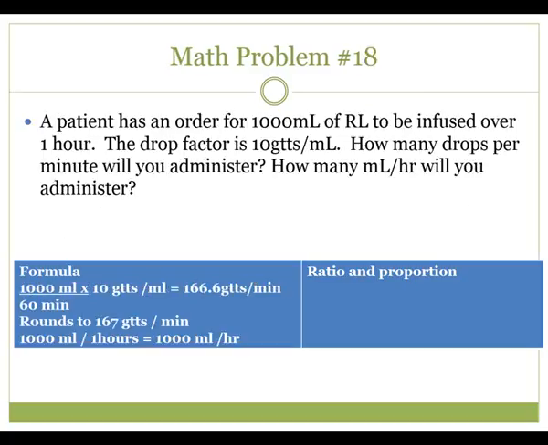The patient has an order for 1,000 milliliters of Ringer's lactate to be infused over 1 hour. The drop factor is 10 drops per mil. How many drops per minute will you administer? How many mils per hour? With our drop factor formula, you say there's my 1,000 mils that I want to infuse. My hour is 60 minutes that I want to infuse it over, times 10 drops per mil is 166.6 drops per minute, so that's 167 drops per minute. If you just do the mils per hour, you say 1,000 mils over an hour is 1,000 mils an hour. So, there you go.